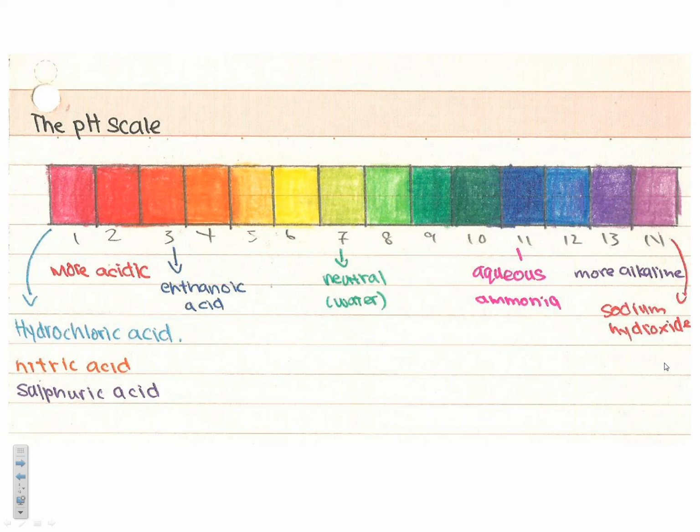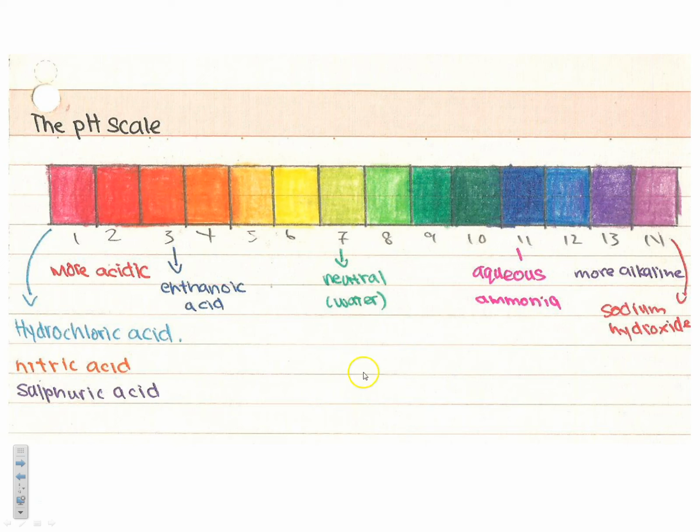Here we've got the pH scale. On the left side, we have the acidic side. The strongest acids are listed there under the pH of 1. And so hydrochloric acid, nitric acid, sulfuric acid, those are really, really strong acids. We've got a weak acid listed in the middle here, ethanoic acid. What weak acid means is that it gives away some of its protons, but not all of them.